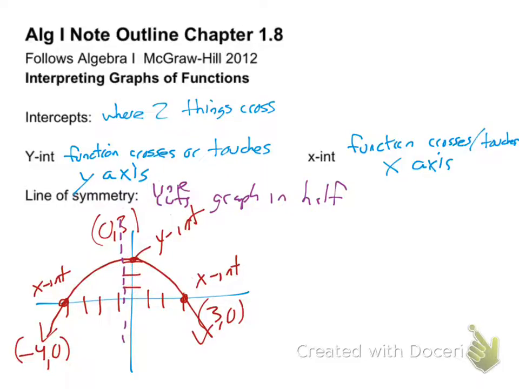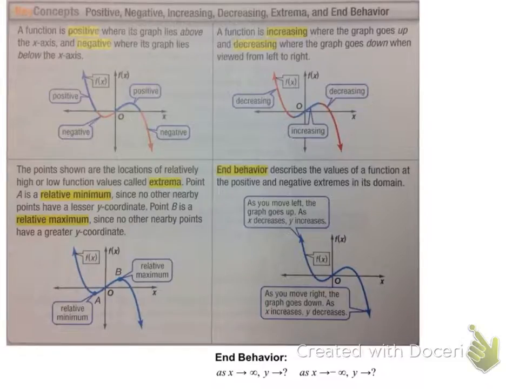Remember, a line of symmetry cuts a graph in half. This does have a line of symmetry. It just does not happen to be the x or the y-axis. Now, a lot of information here. I just took this straight from the book.